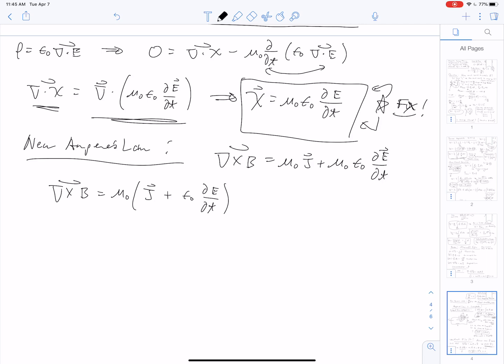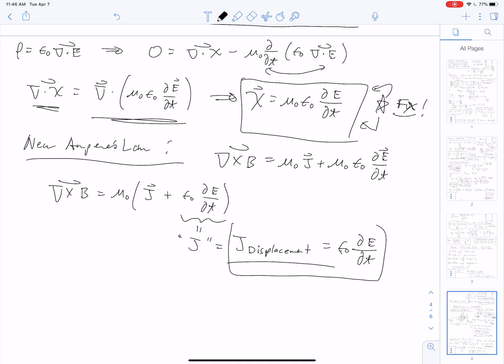Because now you can see that this must play the role of some kind of current, because it must have the same units as current. It has to for this equation to hold. And so this is some new type of current. And what we call it is the displacement current. So this is what we call the displacement current density, J displacement. So J displacement is equal to epsilon naught dE dt. So if you have a changing electric field, then that behaves like a current.